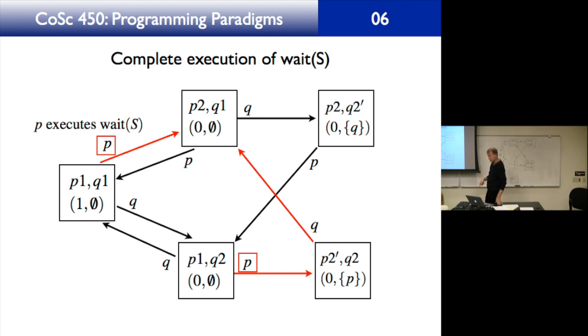Here's an example with another transition. Look. Here's how we're going to illustrate complete execution of wait S. Suppose P, now how did P get from this bottom state to the bottom right state? What statement did it execute? It executed P1, right? Okay, so it executed P1 to get to this state. Are you with me? And now in this state, what do we have? P2 what? Prime. So now what happens is, here's the thing.